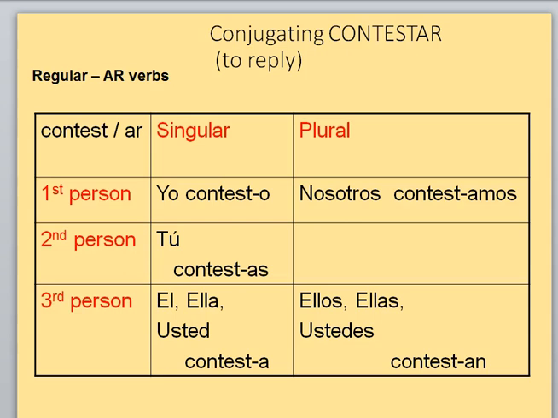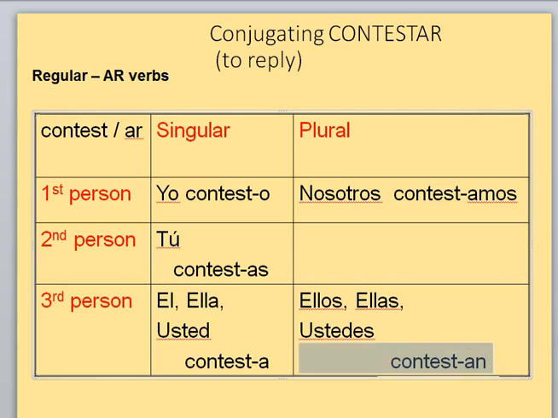Our last example for AR verbs is contestar, which means to answer, like answer a question. Of course, the stem would be contest, and to this you would add the appropriate endings. So, I answer would be yo contesto, we answer would be nosotros contestamos, you answer would be tú contestas, he or she answers would be él or ella contesta, they answer would be ellos contestan. And finally, y'all answer would be ustedes contestan.